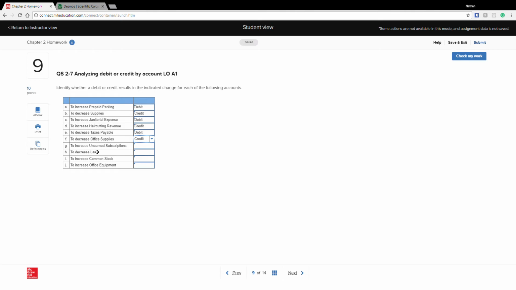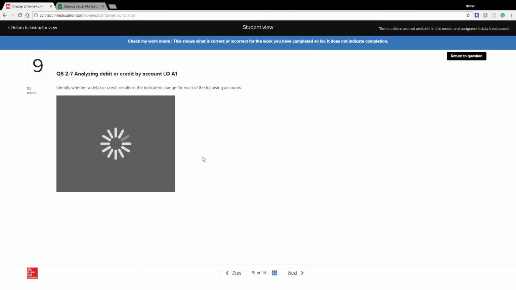To increase unearned subscriptions, keyword unearned. So in order to increase those, they are a liability, which means they get credited. Fun stuff. To decrease land, that's a credit because that's an asset. And to increase common stock, that will be a credit, equity. And to increase office equipment will be a debit. So far, not too bad.